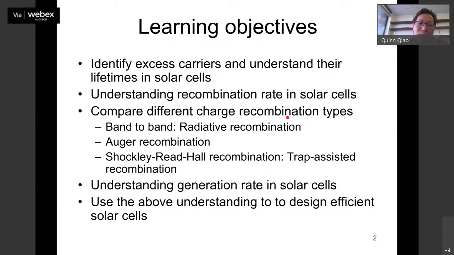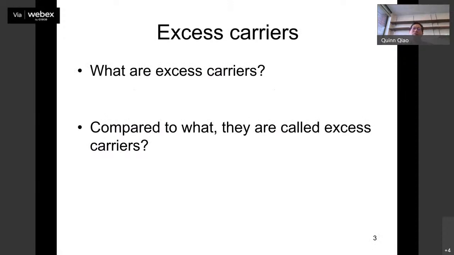Basically, we'll discuss band-to-band recombination. That's called radiative. That basically you will see some light emission, right? Then basically photoluminescence, something like that. And then Auger recombination, and then SRH recombination. We basically talk about these three recombinations, and what kind of equations we can develop to calculate these three recombinations. So first, I think the first question will be, what are the excess carriers, right? And compared to what are these carriers called excess carriers? If you think about that, we just talked about that, right?